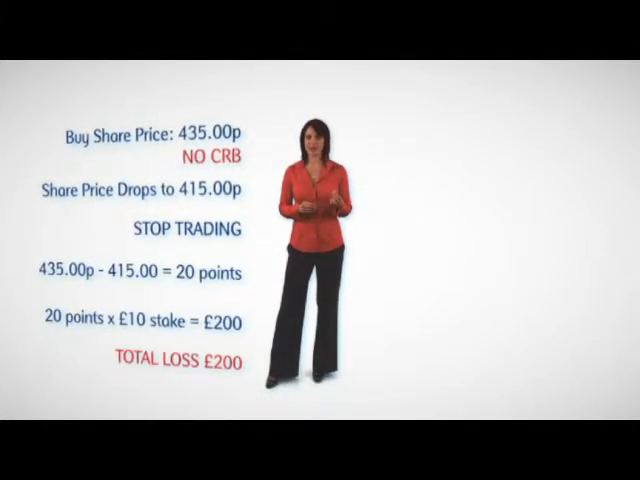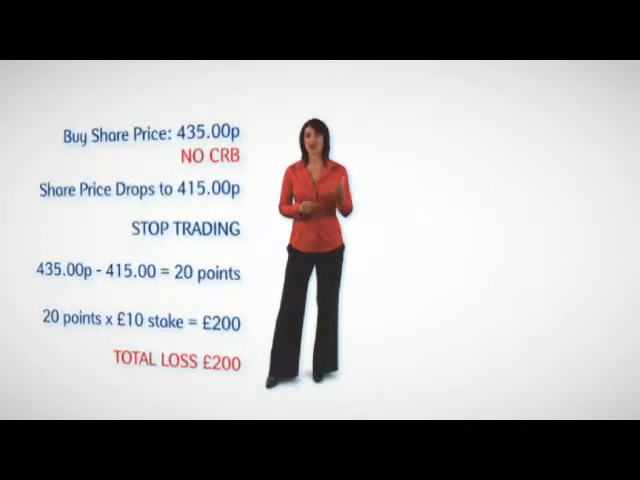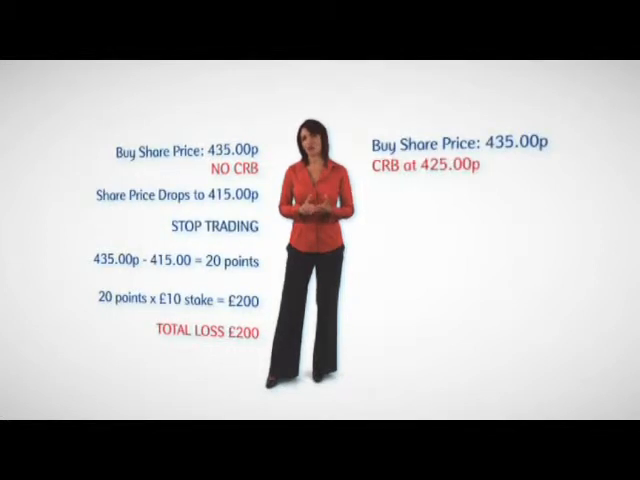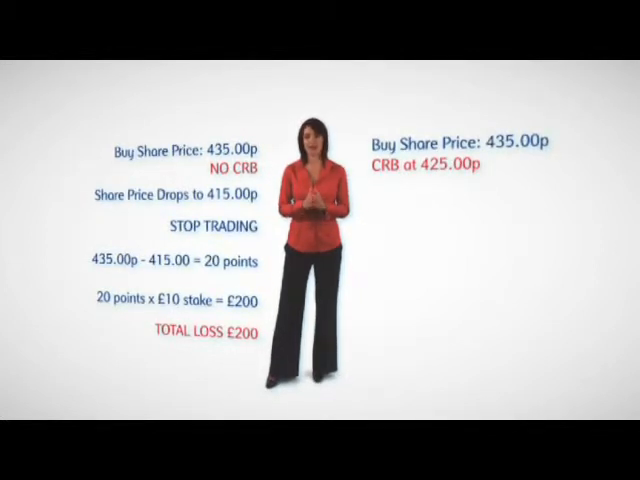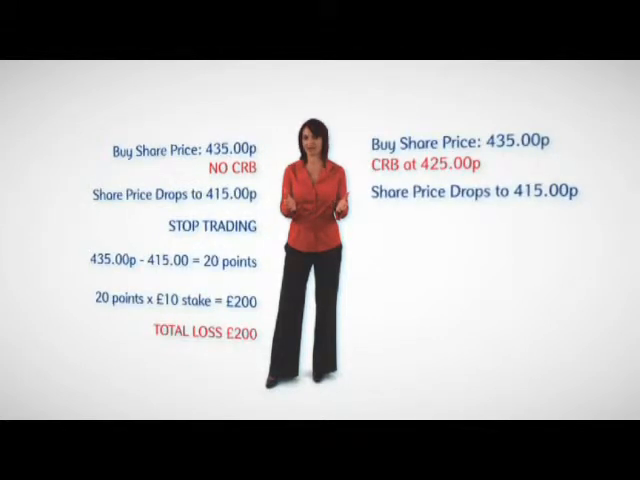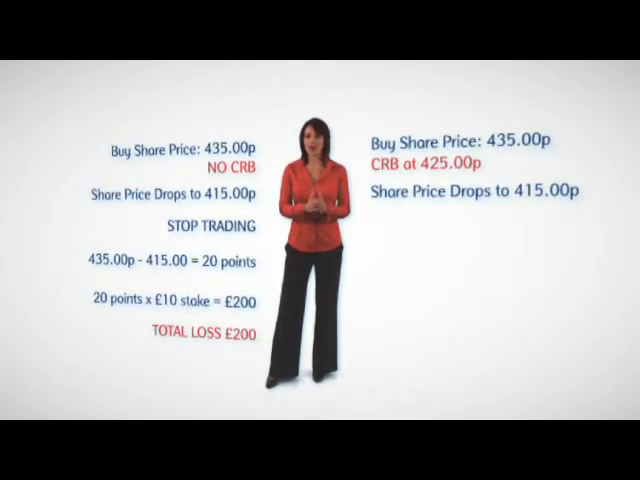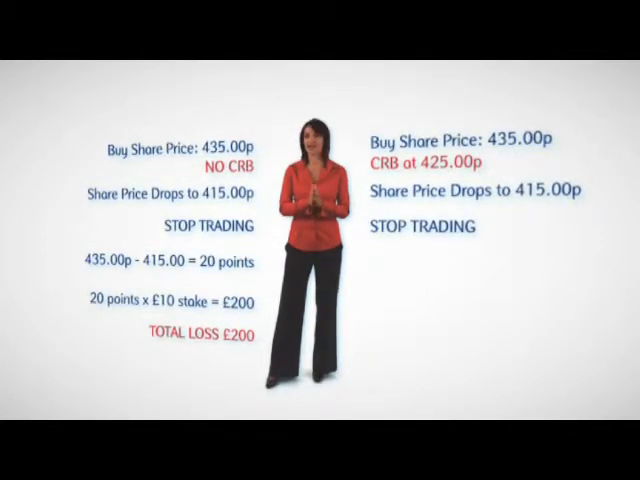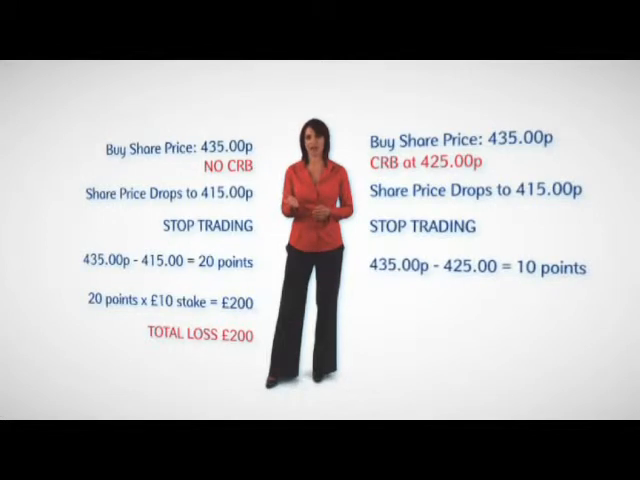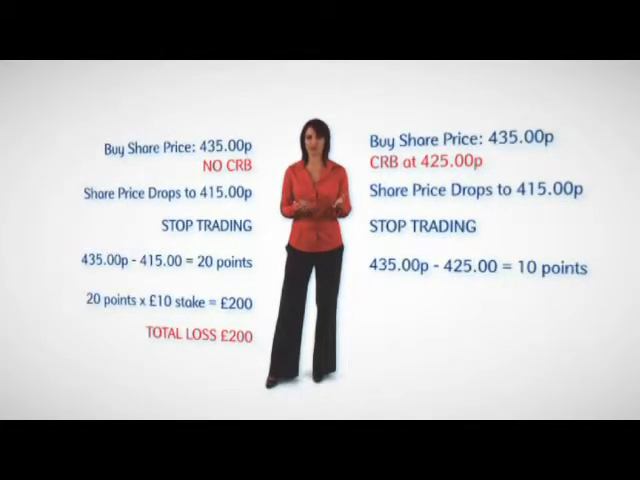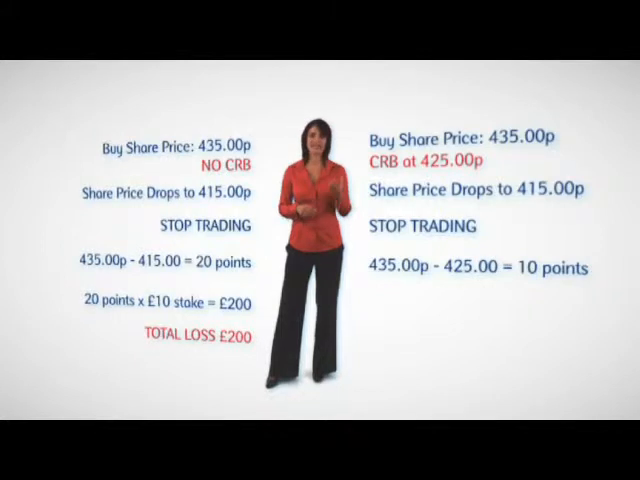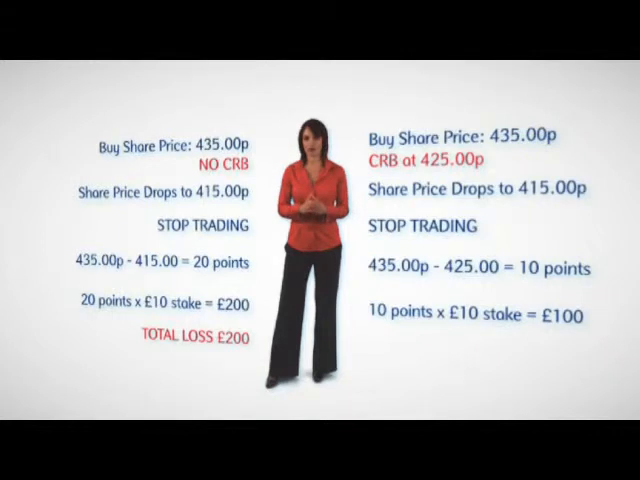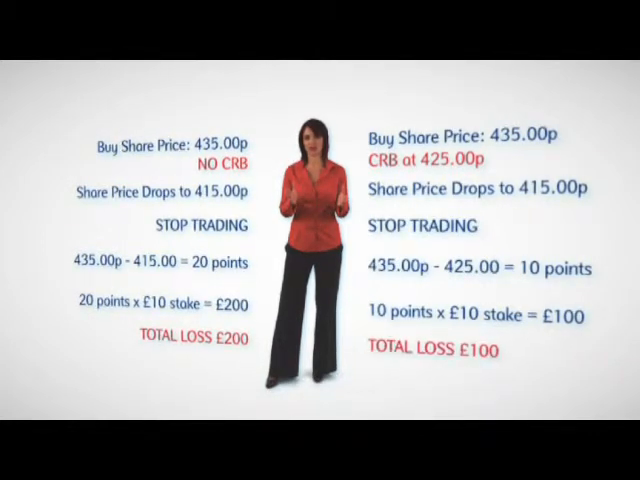Now, using the same example but with a CRB, we buy at a share price of 435 pence. We take out a CRB at 425 pence and the share price drops to 415 pence. Now, this is when the CRB automatically stops trading at 425 pence. Our loss is 435 pence minus 425 pence, which equals 10 points. 10 points multiplied by our £10 stake equals £100. Therefore, our total loss is £100.